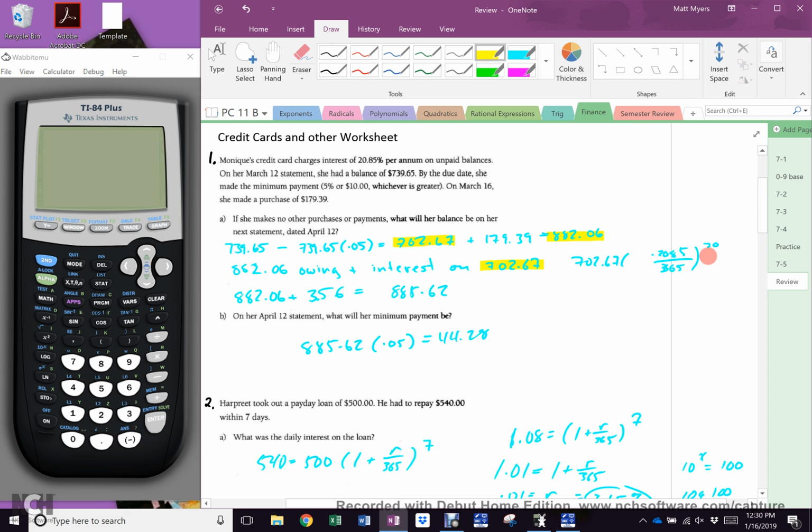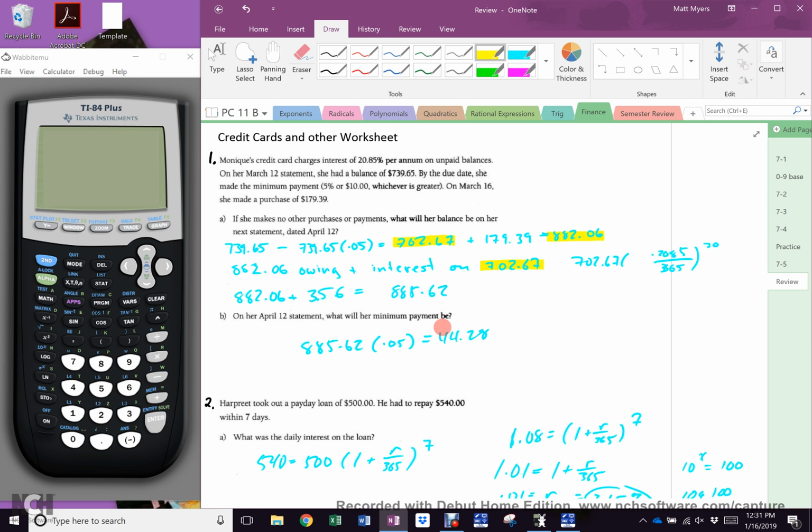All right? The interest rate divided by 365 over the course of 30 days. And that worked out to $3.56, so that's what gets added. Everybody cool? Then her minimum payment is 5% of that, $44.28, because that's more than $10. If that was less than $10, she would owe $10.